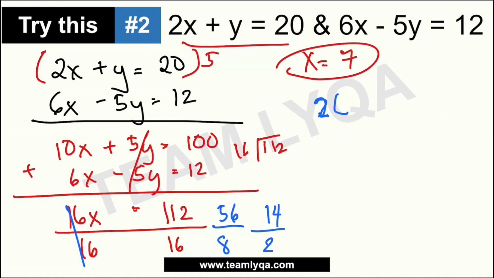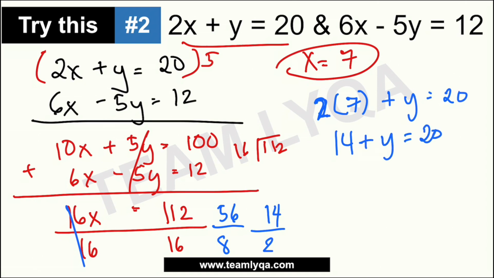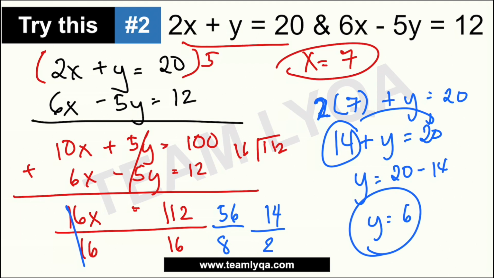Okay? So, kung dito ko siya isa-substitute, pwede ko siya isulat like this. 2 times 7 plus y is equal to 20. So, now you have 14 plus y is equal to 20. Okay? Para maiwan yung y sa positive side, ito ang igagalaw ko sa kabila. You have 20 minus 14, y is equal to 6. Okay? So, ang sagot natin, x is 7 and y is 6.